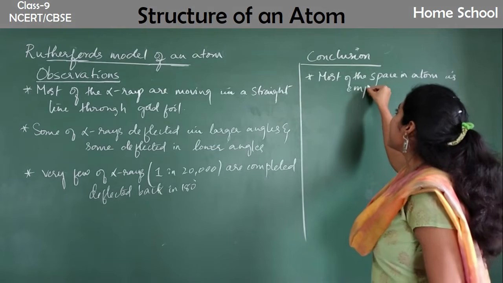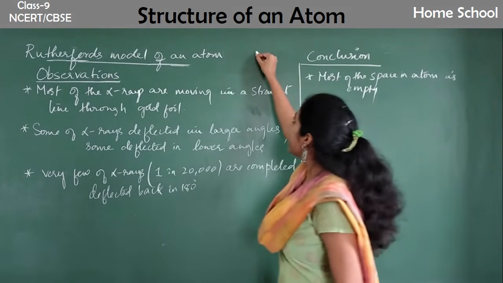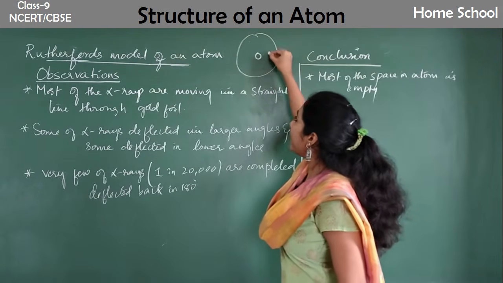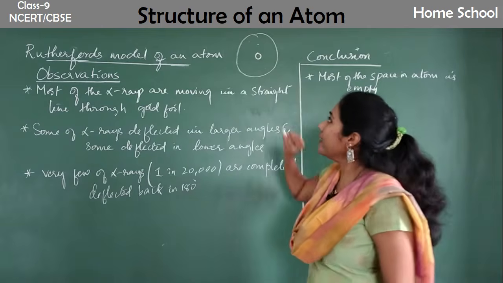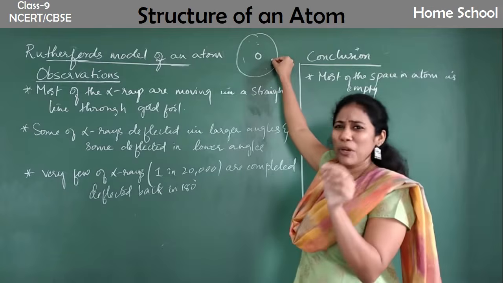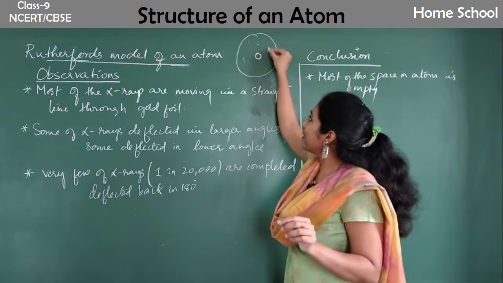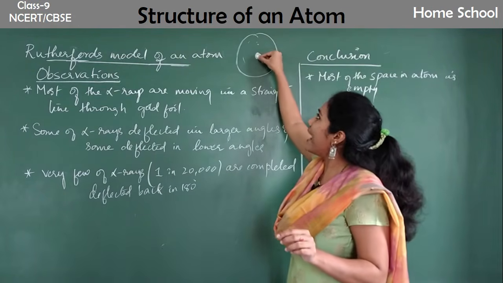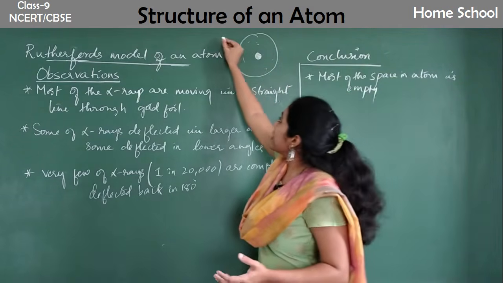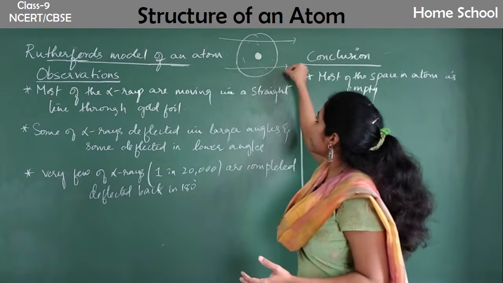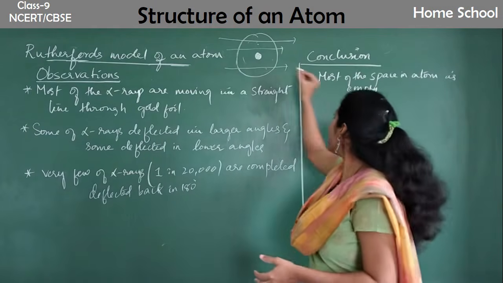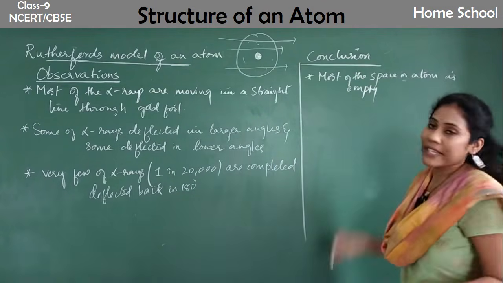is empty. Okay, so what he said, centrally there is a nucleus and electrons are revolving around this nucleus. You know, atom is spherical. See, all this space is empty only. Electrons are very small particles. They are revolving, but still, most of the space in the atom, up to this boundary, is empty only. That's the reason most of the rays are passing in a straight line, right? Most of the rays passing in a straight line means most of the space in atom is empty.